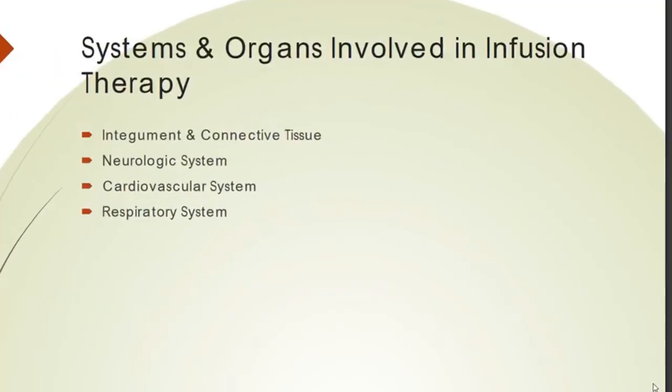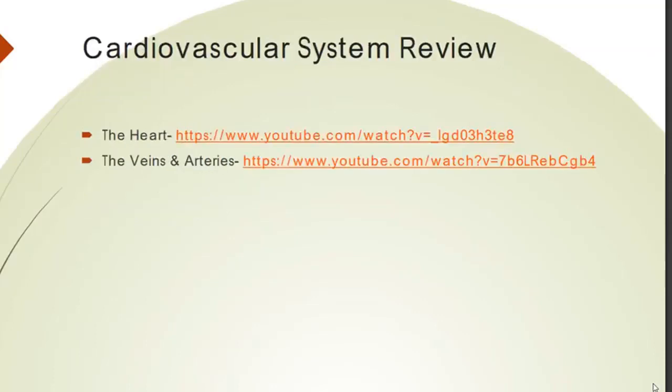Some of the systems and organs that are involved with infusion therapy, and some of these you might not even think about: integument and connective tissue, of course, this is involved as far as venipuncture itself, the neurological system, the cardiovascular system, which is probably the one that we think about the most, and then the respiratory system.